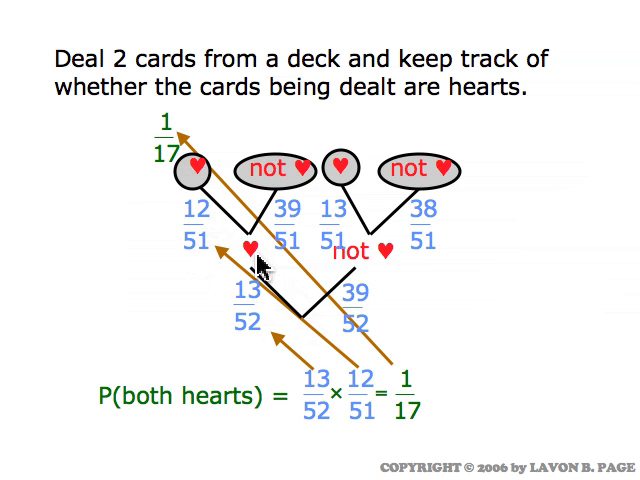In this case, the probability of both cards being a heart is 13 over 52, the chances the first card is a heart, times 12 over 51, the chances the second card is a heart, if we know that the first card is a heart. We multiply these together and we get 1/17 as the probability that both cards are hearts.